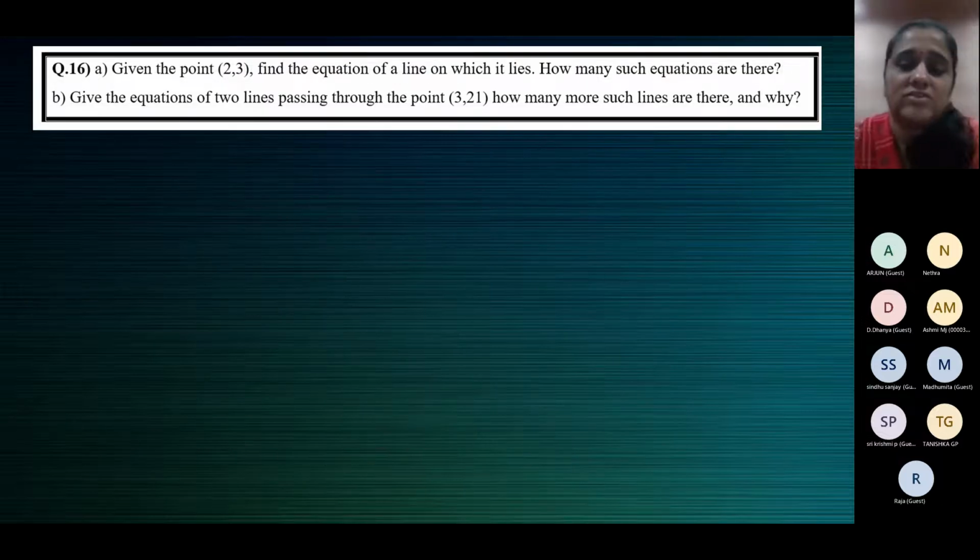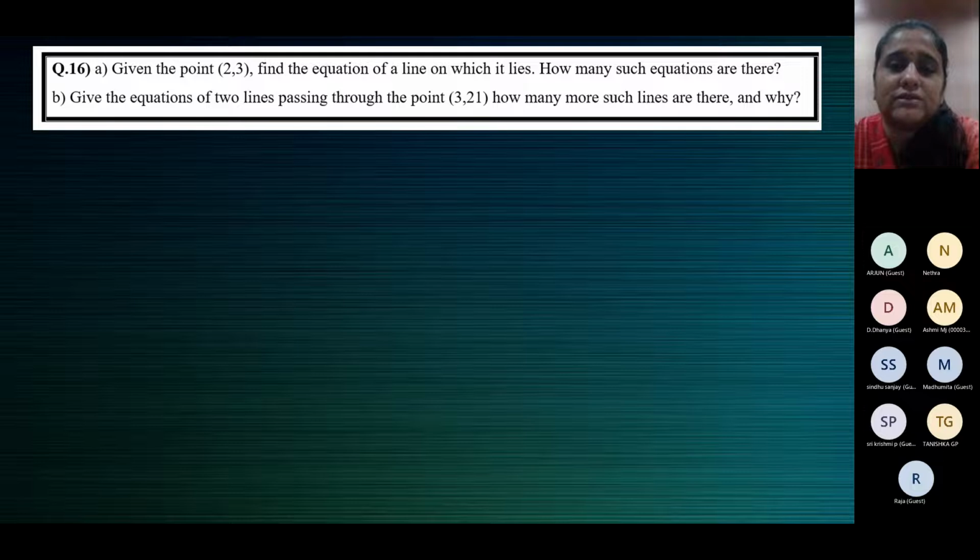And I asked you to answer this. Given the point 2, 3, find the equation of the line on which it lies. So we know that there are infinitely many lines passing through a given point. So the point is 2, 3. There are so many lines.